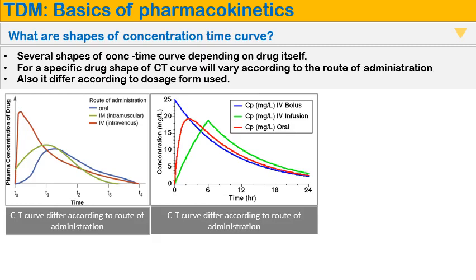The other curves differ according to the route and method of administration. For the IV route, two dosage forms are given. The first one, the bluish one, is the IV bolus. With IV bolus, there is no absorption phase, because the drug is rapidly and directly administered to the systemic circulation, directly to the blood.